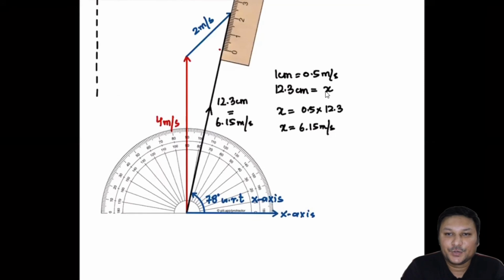So I hope you have understood the concept of how we can exactly add two vectors using the tip to tail rule. If you do, then best of luck.